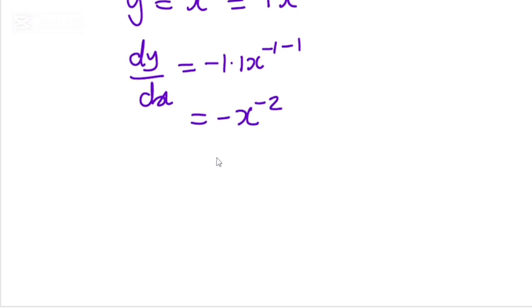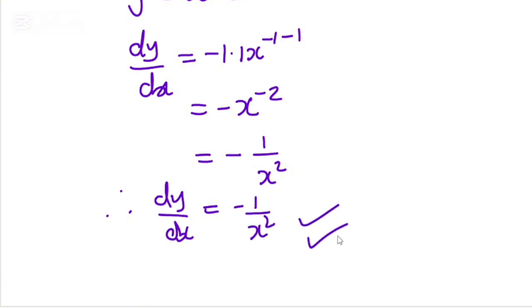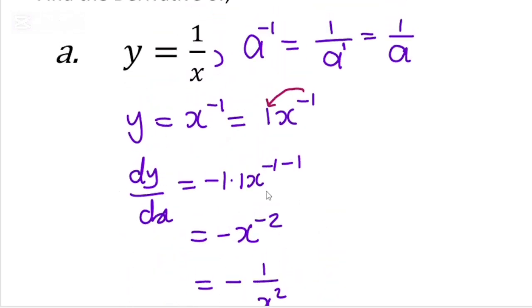Taking this back to a fraction, we have negative 1 over x squared. So we can conclude, therefore dy dx is equal to negative 1 over x squared. This is the derivative of the function y is equal to 1 over x.